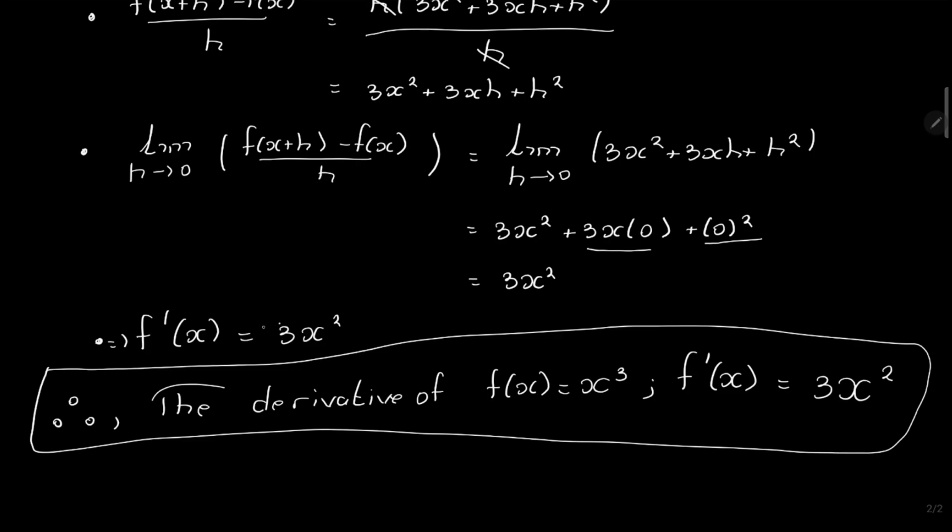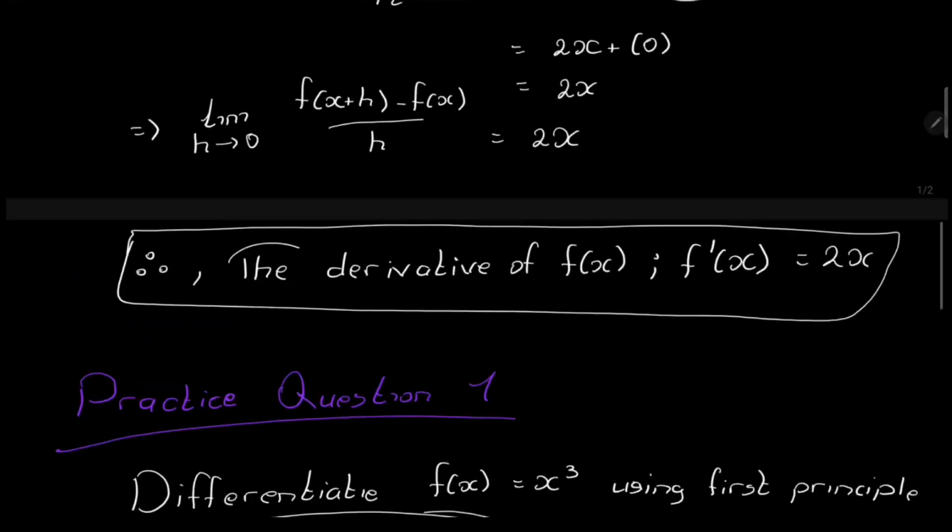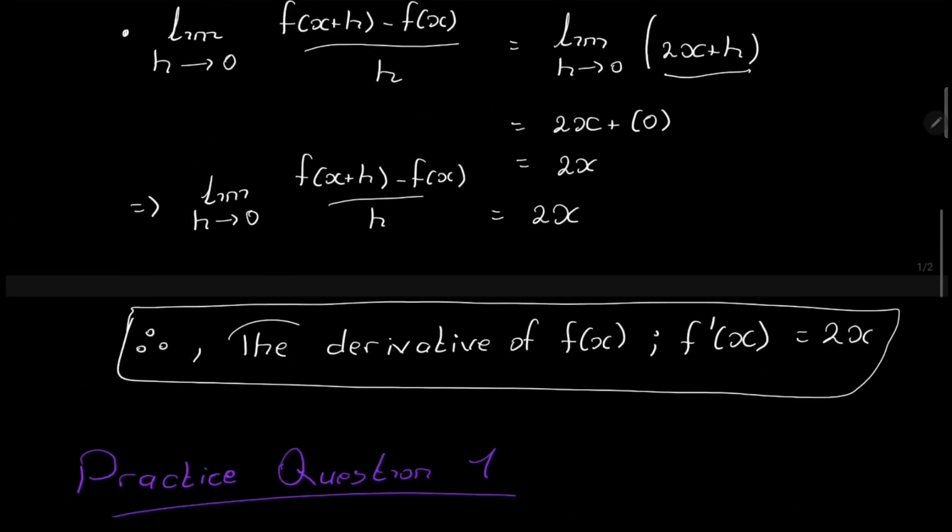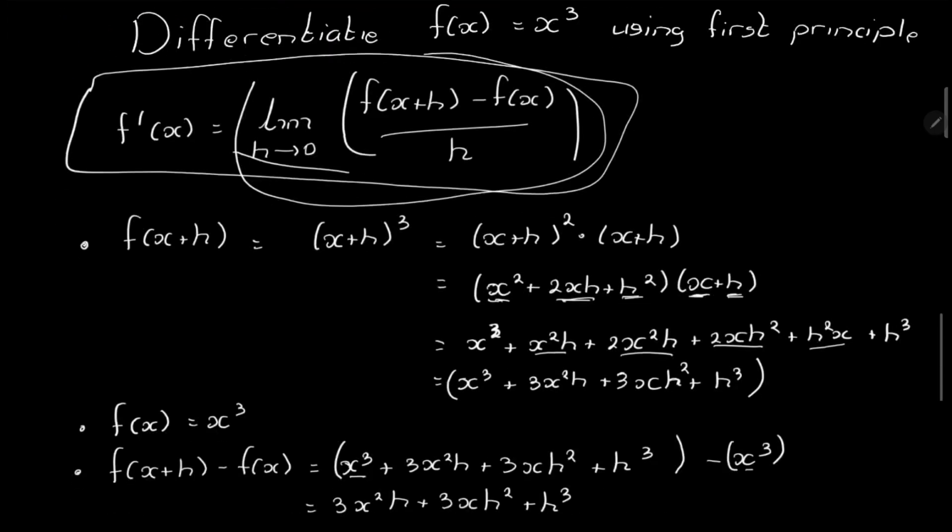Yes, if you notice the pattern here, we have x squared. This cube came down and this power reduced by 1. Same pattern as in the first question. Here was x squared. This power came down and the power reduced by 1. Yes, so there is a pattern, but we are not yet there. So forget about it for now. Let's move on to our third practice question.